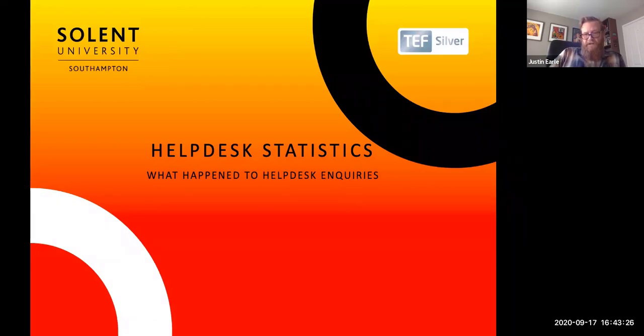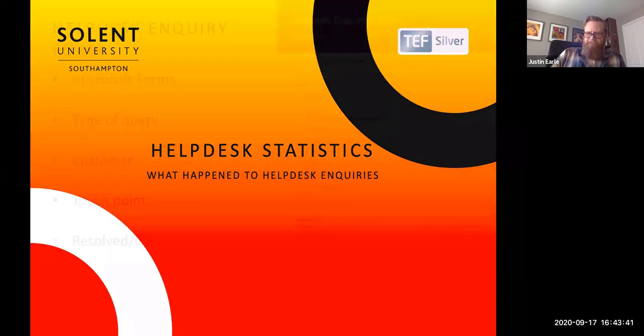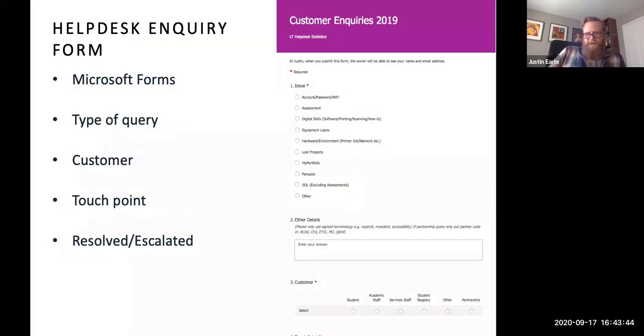As part of our service, we have a physical help desk and now, due to COVID, a virtual help desk as well. And over the last few years, we've been collecting a lot of statistics using Microsoft Forms. So we can find out what actually happened to the inquiries at that time. So our form will determine what the type of query it was, so what area it was related to, who the customer was, what the touch points, so were they coming to us via email or in person or on the telephone, and whether we managed to resolve or escalate the issue. And this has been invaluable in looking at successes of the induction.